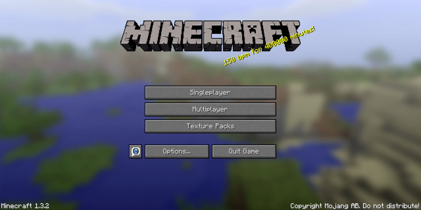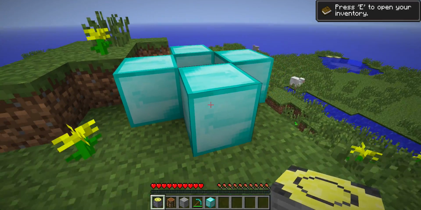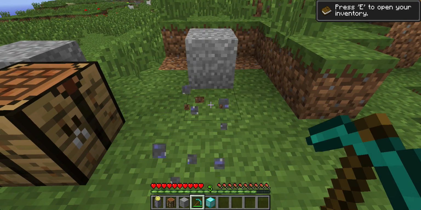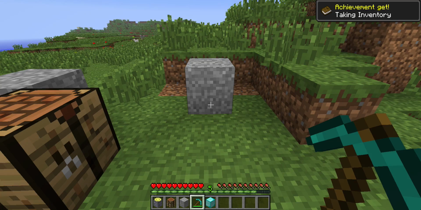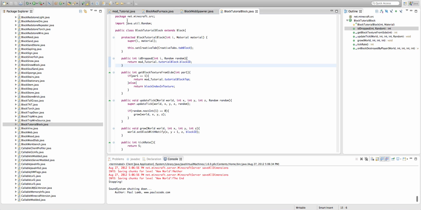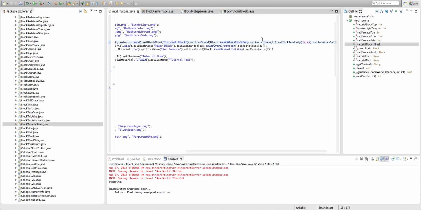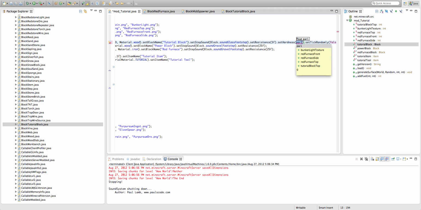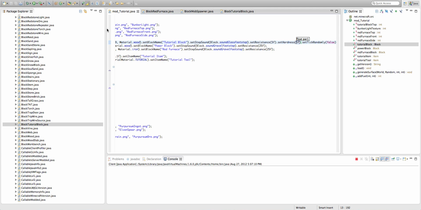Anyway, now, if we place it, we won't get the diamond blocks. Okay. And you can see it just gave us 100 experience orbs. That was a bit quick. I'm going to go ahead and... Oh, I forgot resistance was explosion resistance. Dot setHardness. And I'm going to set this to 5F. Okay.